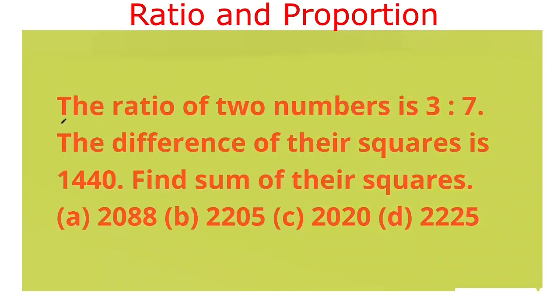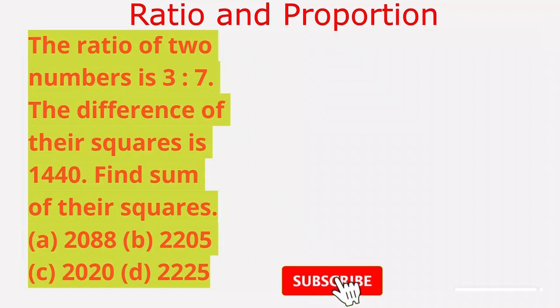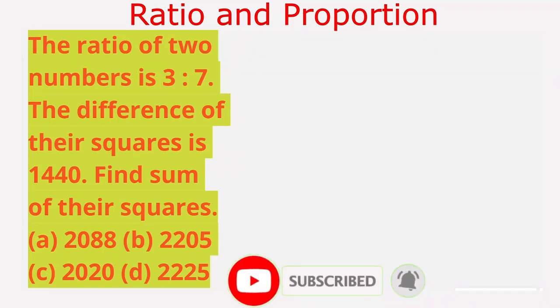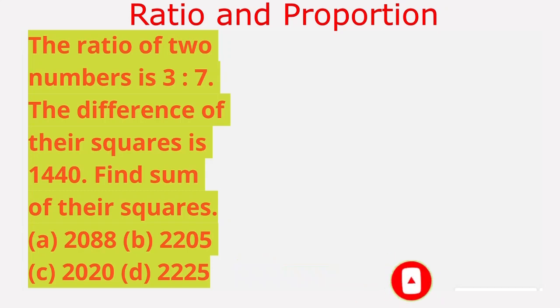Our question is, the ratio of two numbers is 3 ratio 7. The difference of their squares is 1440. Find the sum of their squares. The given options are option A 2088, option B 2205, option C 2020, option D 2225. We can solve this question orally. It is asked the sum of the squares of the two numbers.